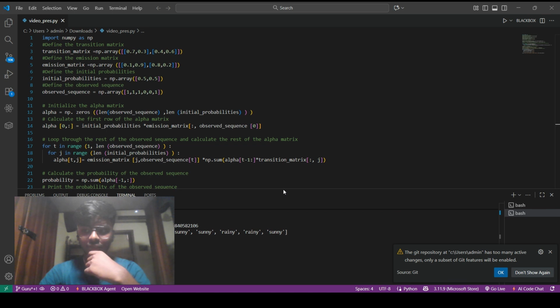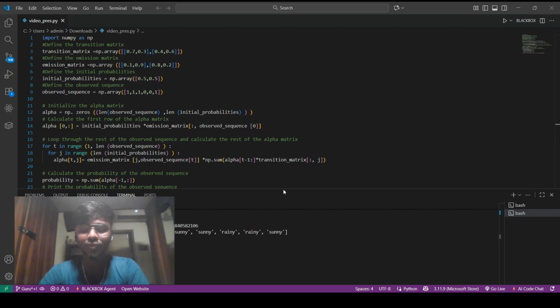Today, I'm going to explain the implementation of the hidden Markov model. The aim of the experiment is to find the sequence of hidden states given a known sequence of observations, like in the forward algorithm of the HMM model.